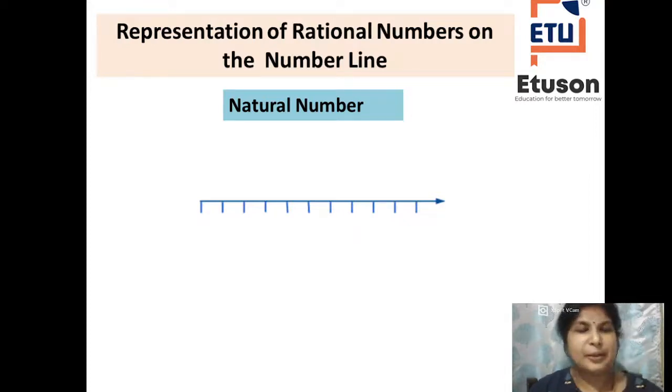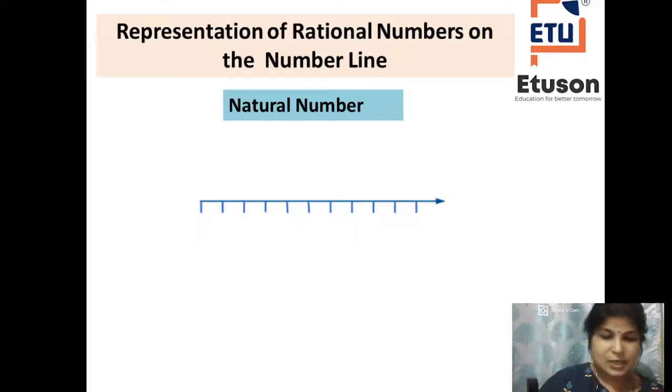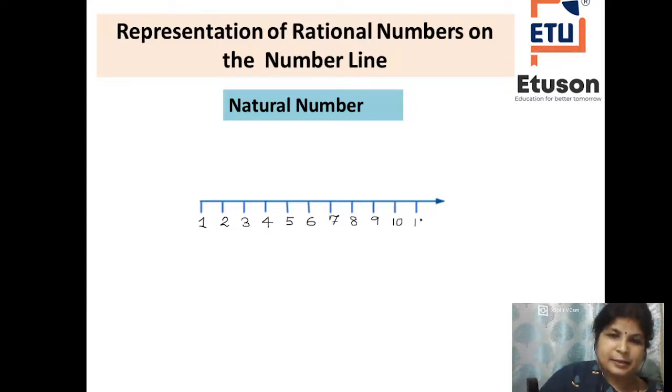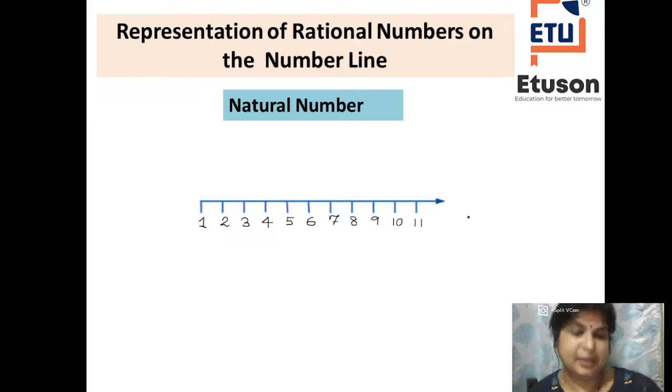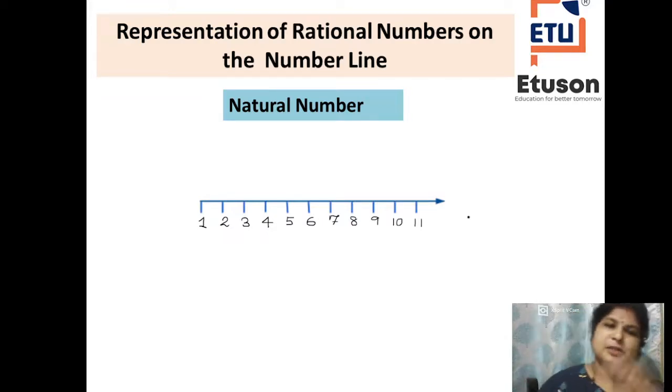So natural numbers start with what? Natural numbers start with 1, correct? So if I represent the natural numbers, I will write in this form here: 1, 2, 3, 4, 5, 6, 7, 8, 9, 10, 11, and so on and so forth. It extends indefinitely in the rightward direction, correct or not? Because there is no leftward direction.